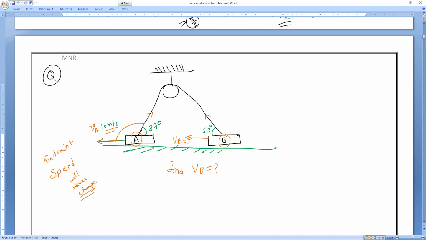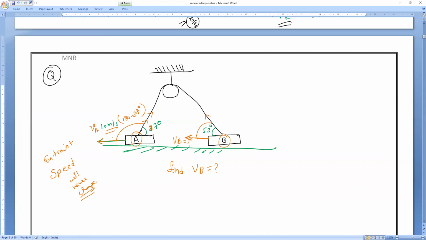So what is that velocity? What is theta here for the component? Everybody verify it and tell me. 37 degree, but you cannot take it here. The body is moving in this direction, so we have to take 37 or 180 minus 37. Fast. 180 minus 37. Now the body is moving in the same direction, so here theta is what? 53 or 180 minus 53?